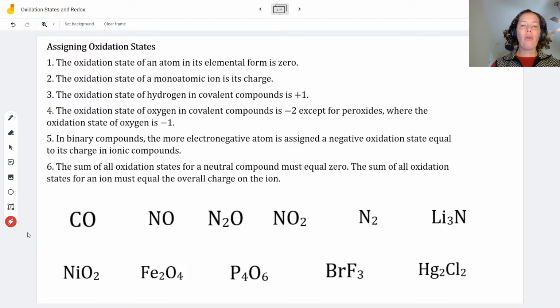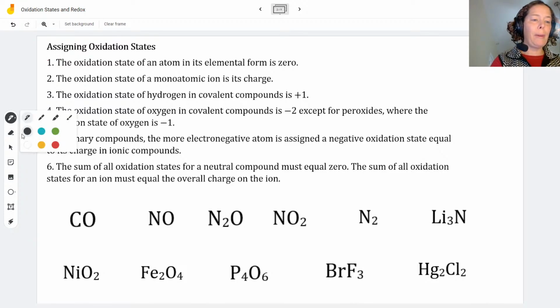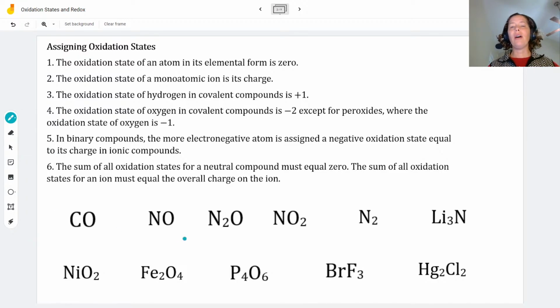Our first rule is the oxidation state of an atom in its elemental form is 0. So for example, if you have sodium in its elemental form, it's a solid at room temperature, it would have an oxidation state of 0.